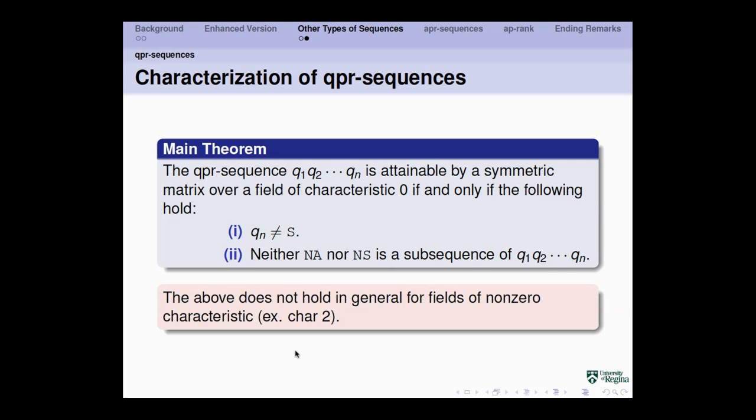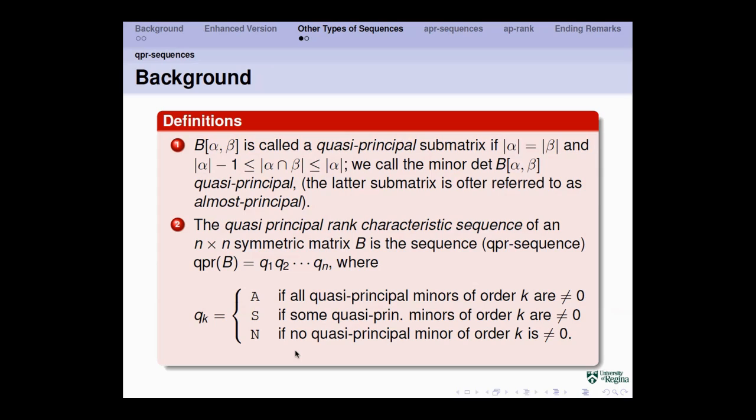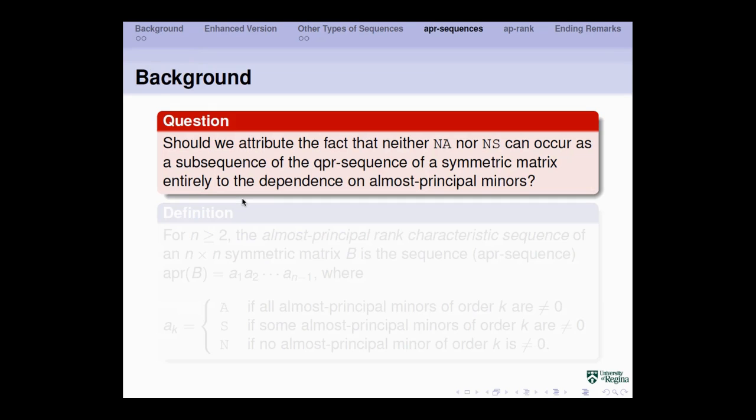So then we asked ourselves, look, did this characterization result actually come from the fact of considering almost principal submatrices? And if so, what if I dropped the reliance on principal and only considered almost principal? Will I still get a theorem? And that led us to the notion of APR.